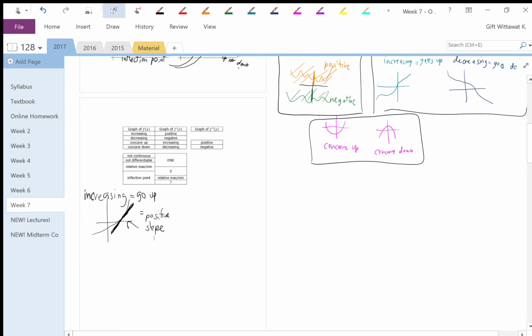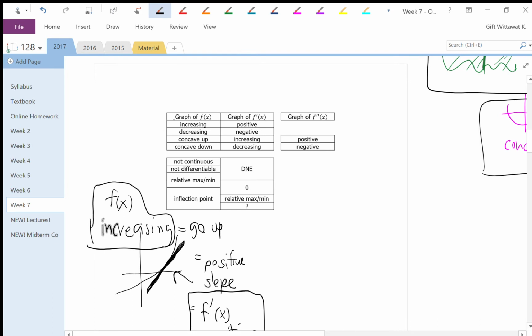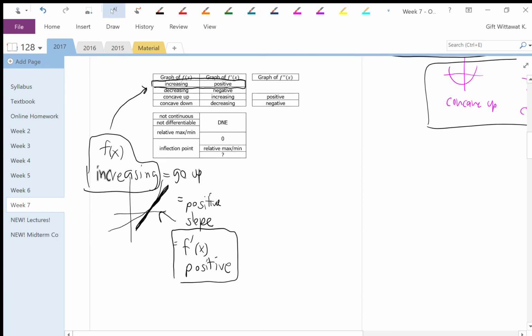When a function has positive slope, that means the derivative is going to be positive. So in all of this, that means if my function is increasing, that's actually the same as saying that the slope is positive. So that's the same as saying that the derivative is positive. And that comes out to be the first line of my thing here. So basically what I mean here is that whenever my function is increasing, the derivative is going to always be positive. And the opposite holds as well.